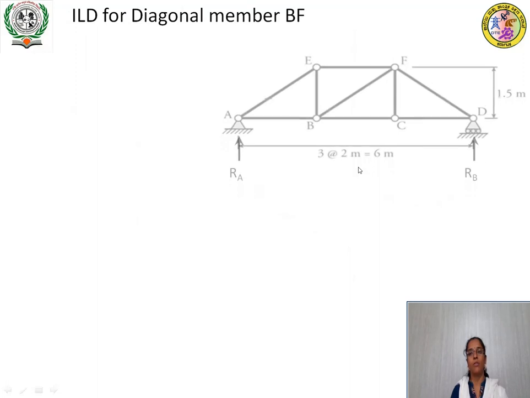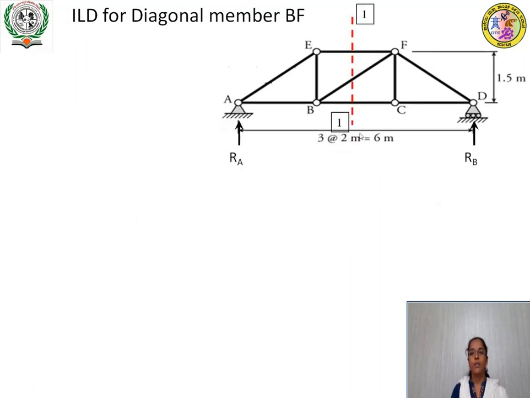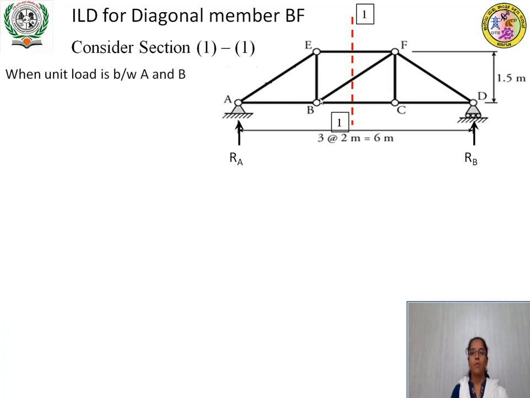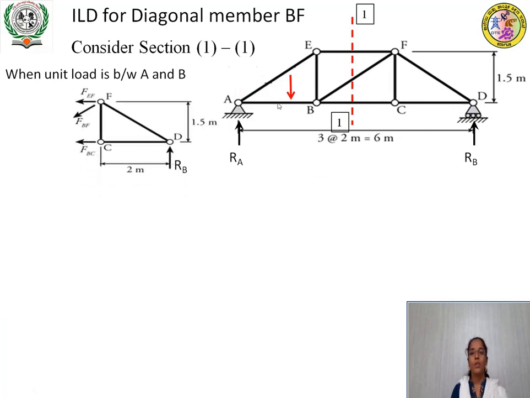Next, we'll take up the diagonal member BF. It passes through the same section 1-1. Consider the case when the unit load is in between A and B. Consider the right part. We have to find the force in member BF. We'll resolve this inclined force along x and y components. So the x component is FBF cos theta and the y component is FBF sin theta. We have to avoid FBC, therefore we'll apply sigma Fy.